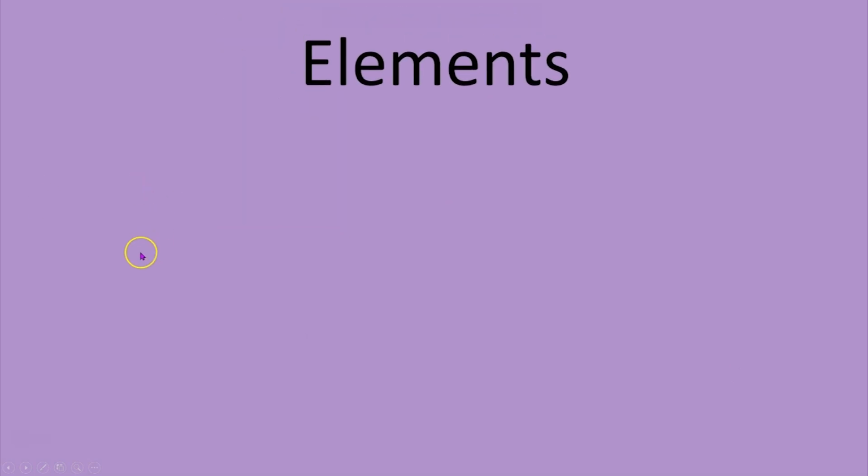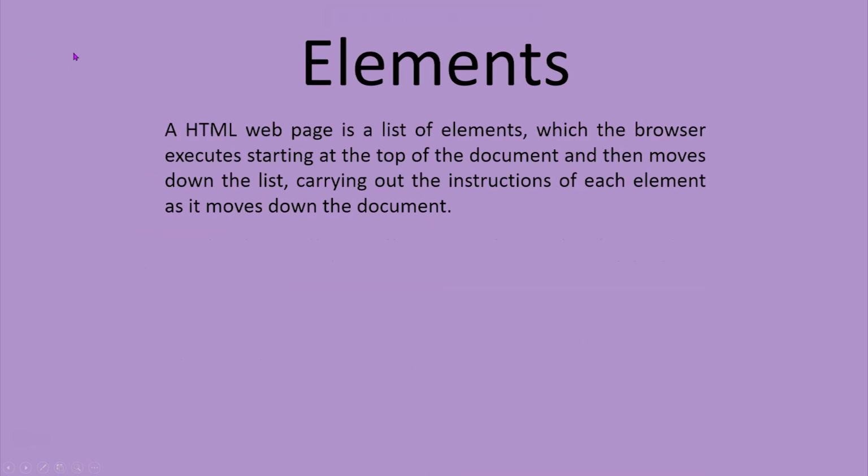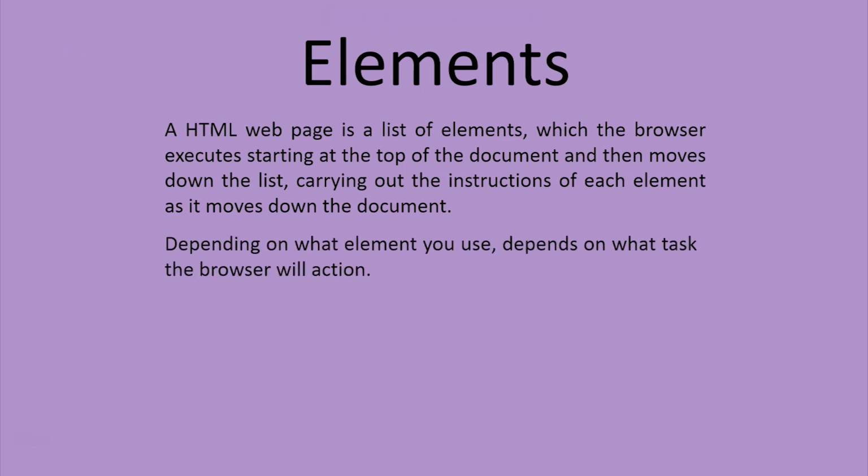Now, elements are the first thing to get your head around. An HTML web page is a list of elements which the browser executes starting at the top of the document and then moves down the list, carrying out the instructions of each element as it moves down the document. Depending on what element you use depends on what task the browser will action.